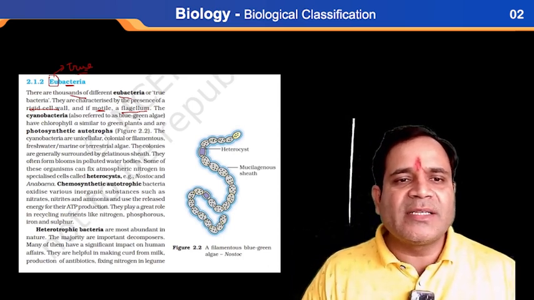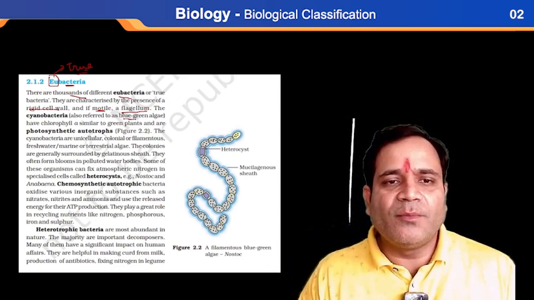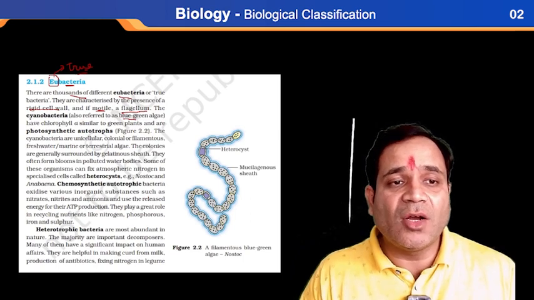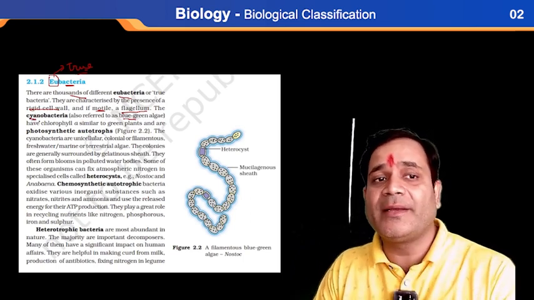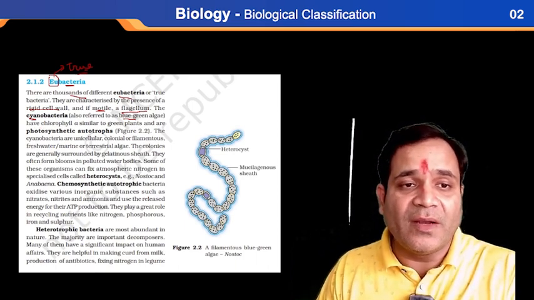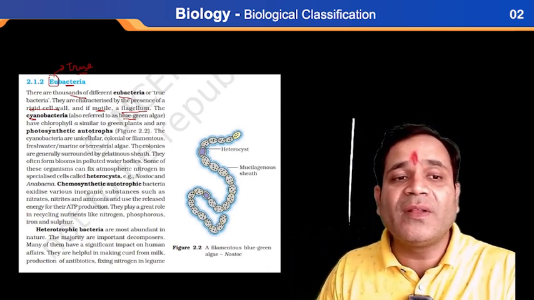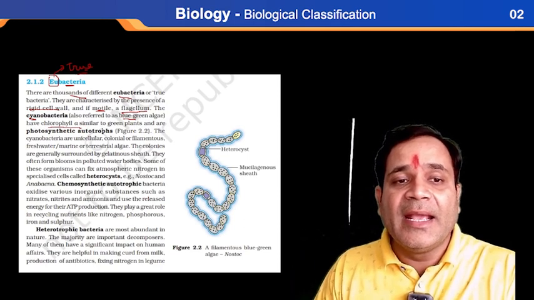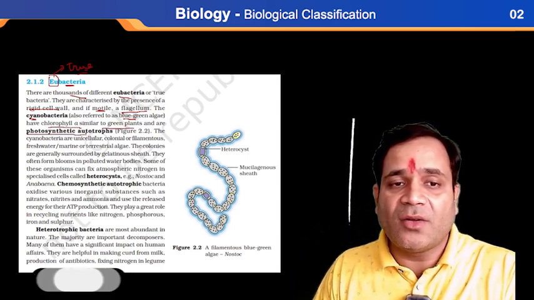Okay, so let's see. Here, they are also referred to as blue-green algae, also called cyanobacteria. I hope you have heard the name cyanobacteria. Yes, the bacteria which contain what? Chlorophyll. Which chlorophyll do they bear? Chlorophyll A, like the green plants, and they are photosynthetic autotrophs, correct?